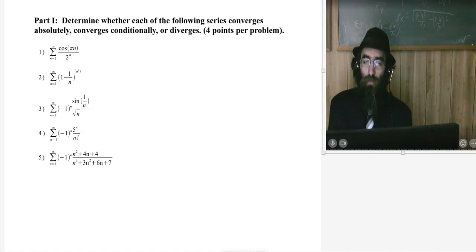Question 4: sum n goes 1 to infinity, (negative 1)^n, 5^n over n factorial. And question 5: sum n goes 1 to infinity, (negative 1)^n times a fraction, numerator is n squared plus 4n plus 4, denominator is n cubed plus 3n squared plus 6n plus 7. Again, feel free to pause here and work some of these out. I'm going to go through all the questions, though, before going into the solutions.